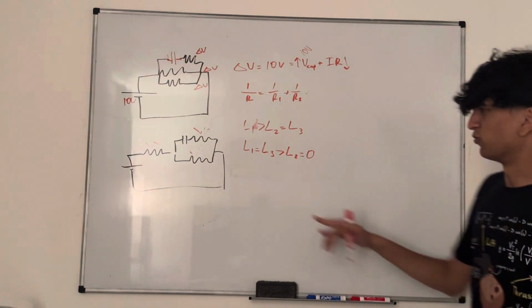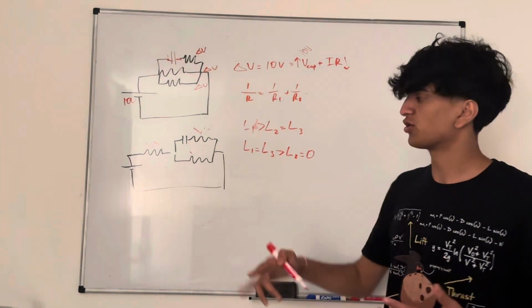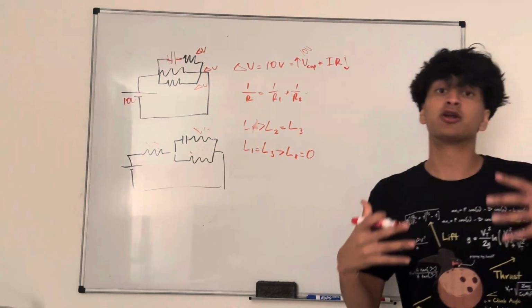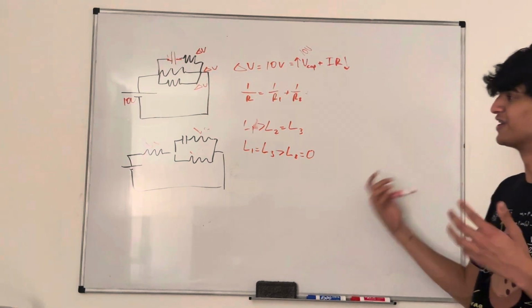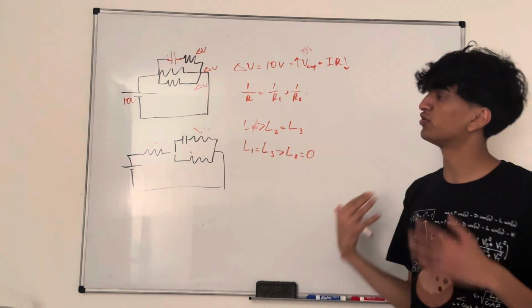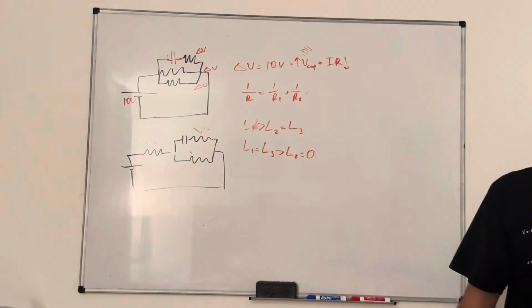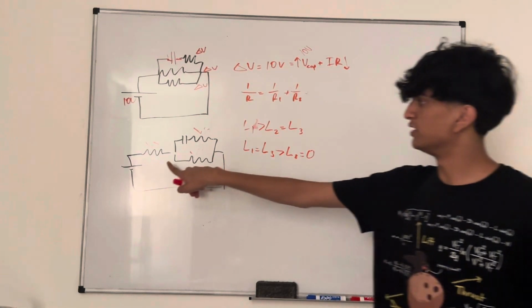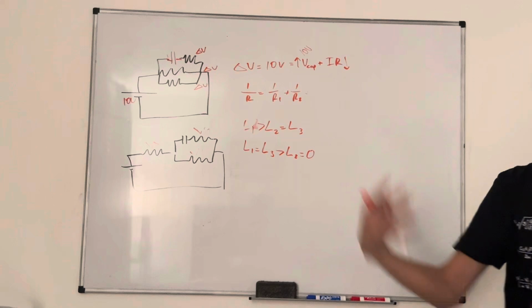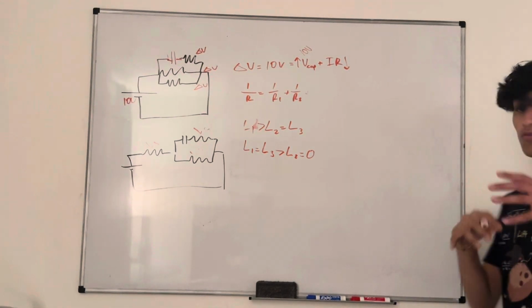After it's fully charged, will they shine brighter or dimmer? They're going to shine dimmer, because remember, when you remove a parallel resistor, you're increasing the equivalent resistance, so less current flows through the circuit, and these two will shine less brightly. So hopefully that makes sense.